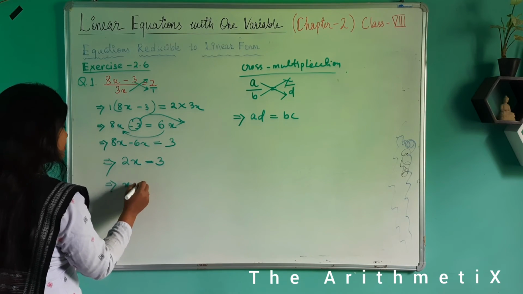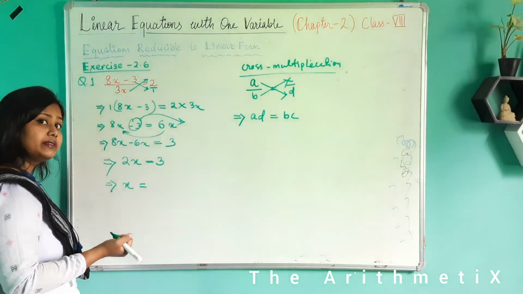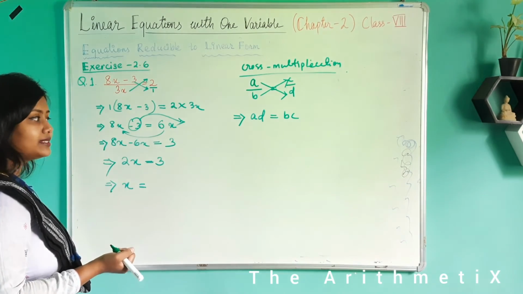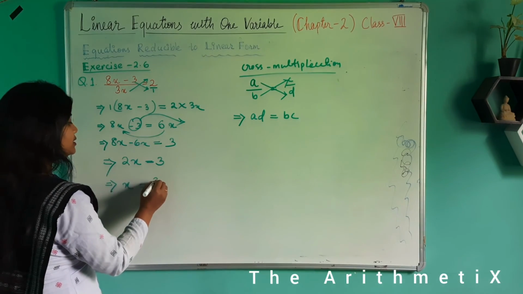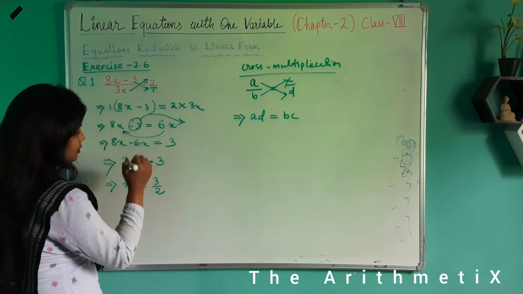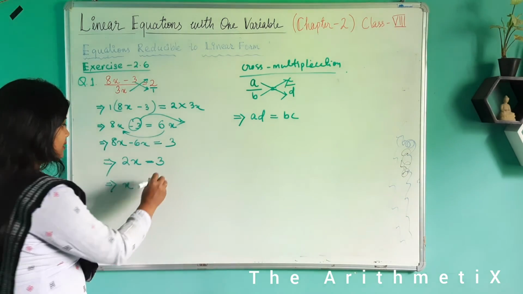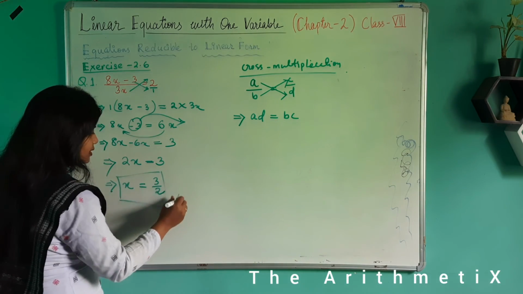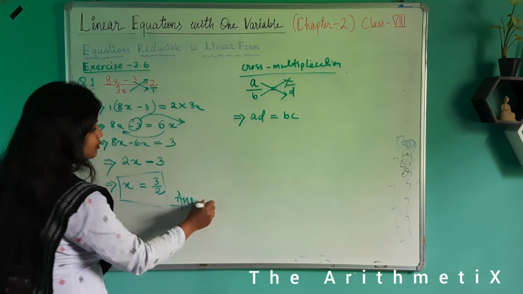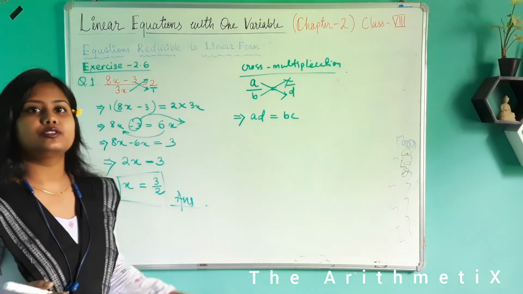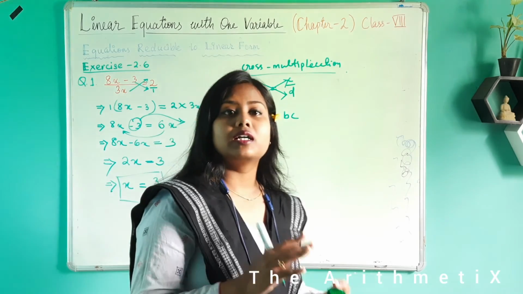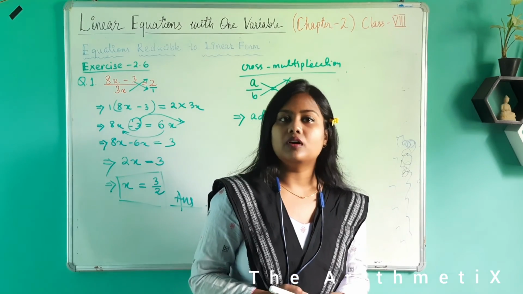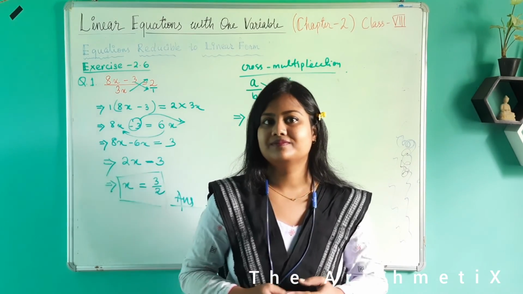Now x equals, what will be the answer? I think you must have guessed and found out the result. This is 3 upon 2. 2 will be divided here. This is the result. I hope you are getting how to solve the equation. It is very easy. Just we need to convert it into simpler form or linear equation form. Thank you.